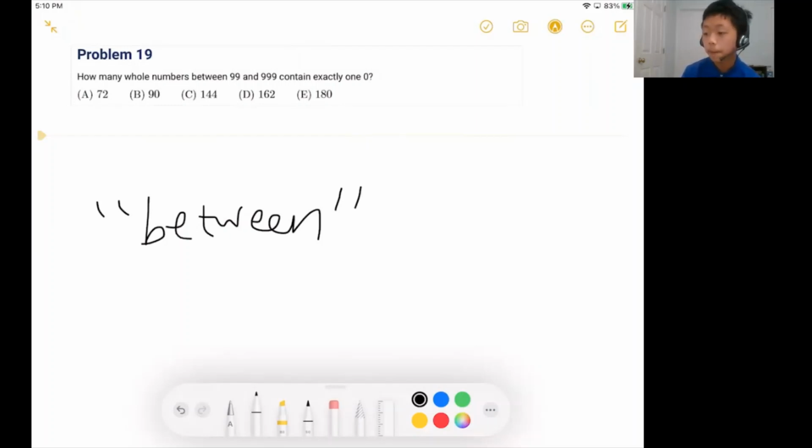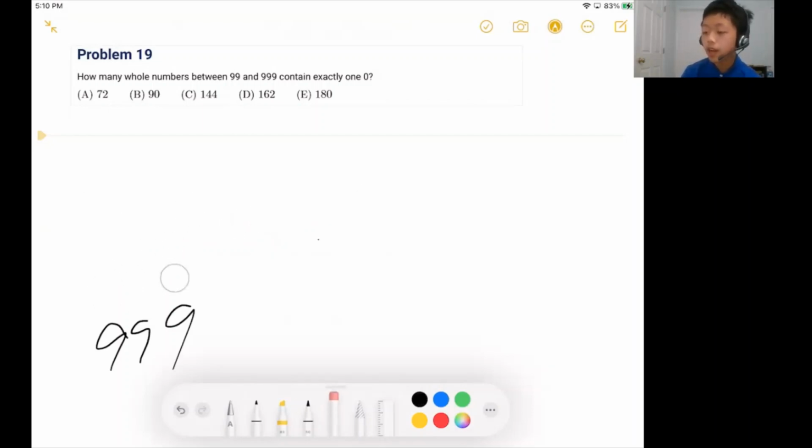They'll say, how many whole numbers between 99 and 999 inclusive contain exactly one 0? Or sometimes they might say exclusive. Inclusive means you include the two boundary points. Exclusive means you do not include them. In this case, they didn't specify. But luckily it doesn't matter, because 99 and 999 both don't contain any zeros, so we don't count them anyway. It's irrelevant.